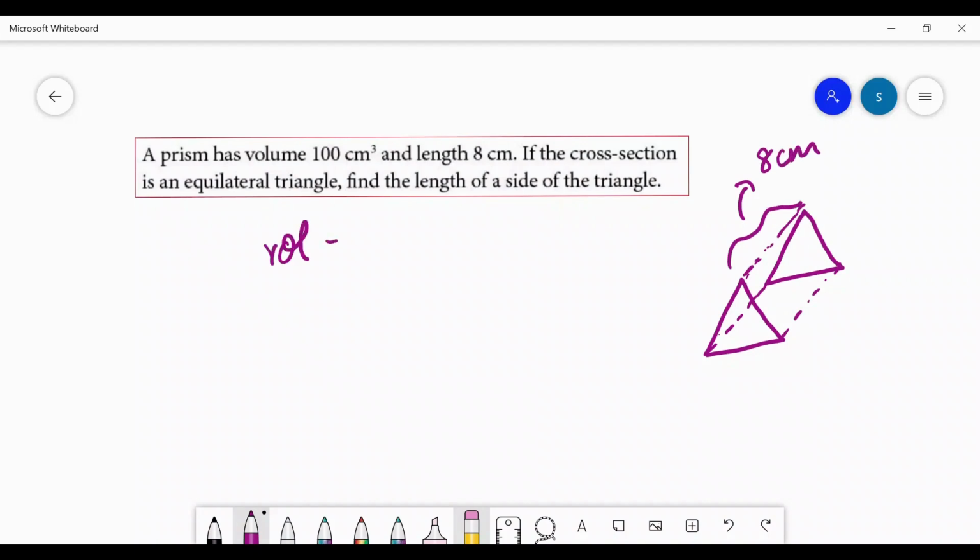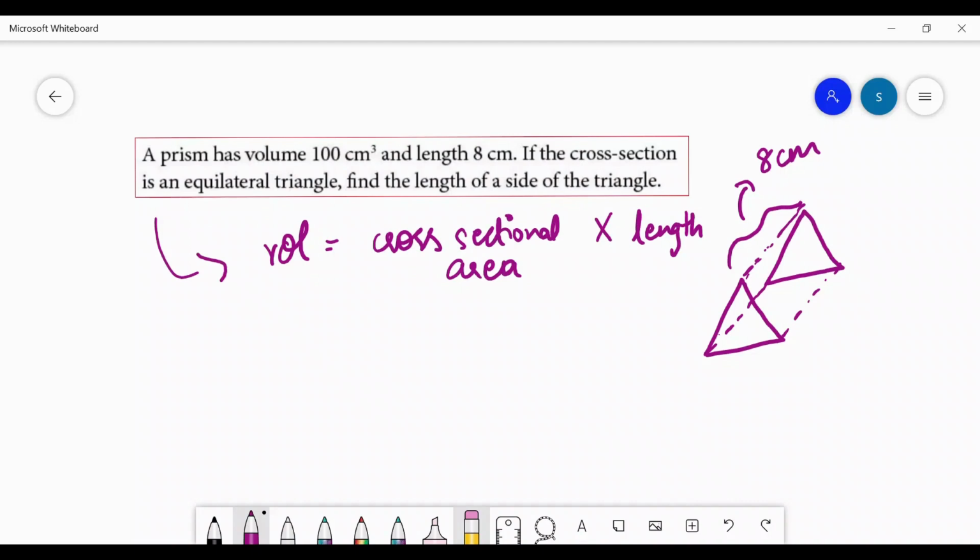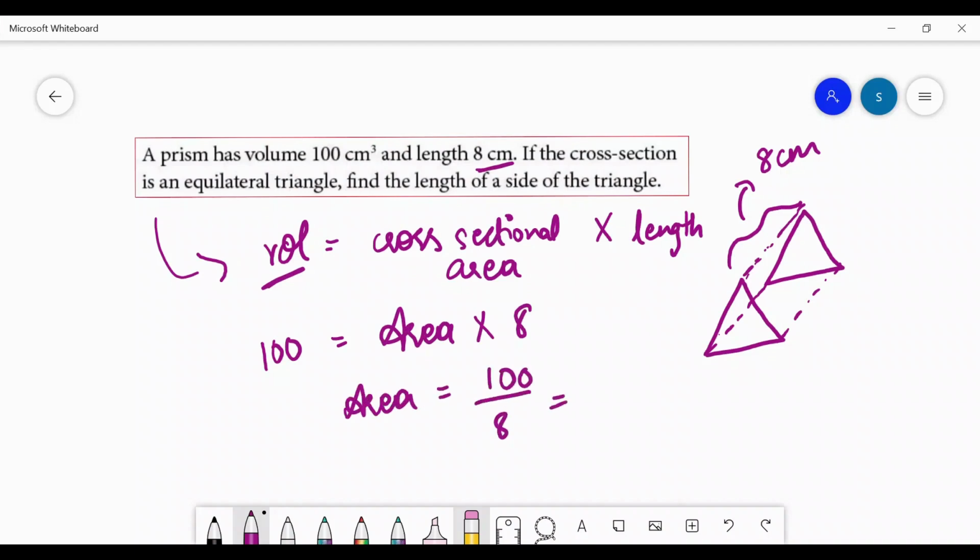So let's start with the volume. Volume equal to cross-sectional area into length. Now this formula is generic for all 3D figures. For any regular 3D figure, if you want to find out the volume, it is the product of cross-sectional area and length. So here volume is 100 as given in the question, cross-sectional area we don't know, and length is 8 centimeters. So when you do the calculation, you get 100 by 8, which is 12.5 centimeters square. This is the area of the cross section.